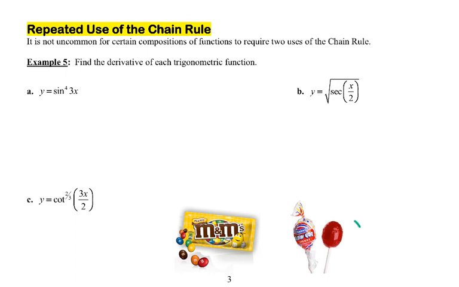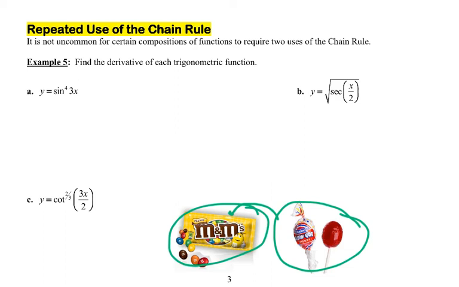Now we're going to go from the blow pop, the 2 layers, to the peanut M&M with 3 layers. Okay? We might get up to 4. There might be a couple where there's 4, but honestly, adding another link to the chain doesn't really make it more difficult. It just makes your answer longer.